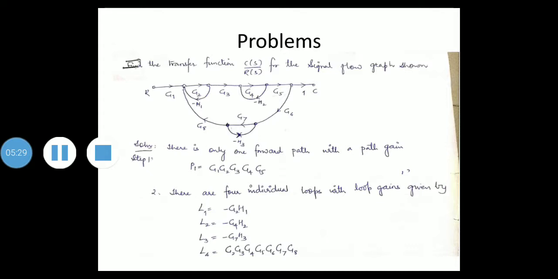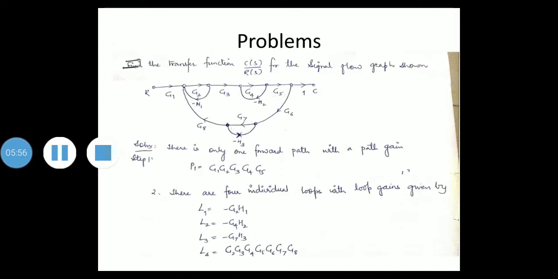Step 1 is to identify how many forward paths there are. There is only one forward path, which is denoted by P1. So P1 is equal to G1 into G2 into G3 into G4 into G5. There is only one forward path.